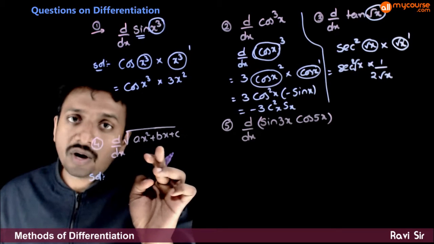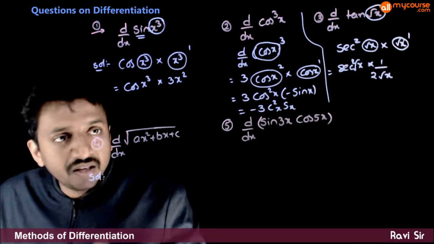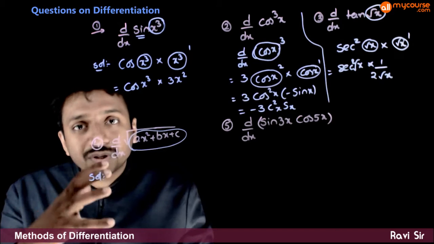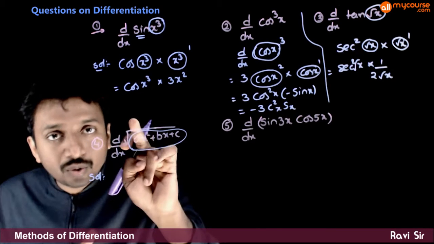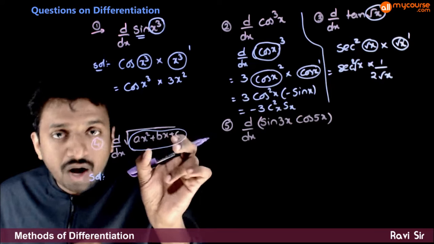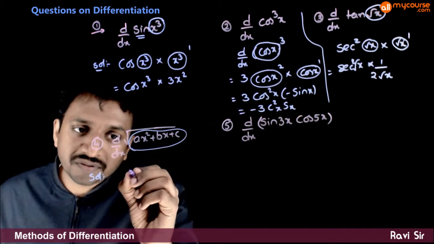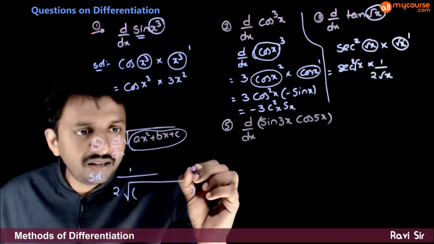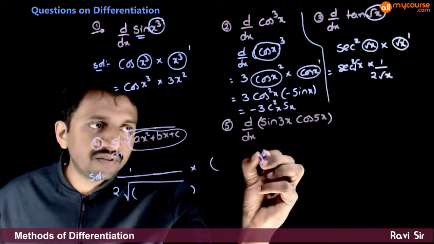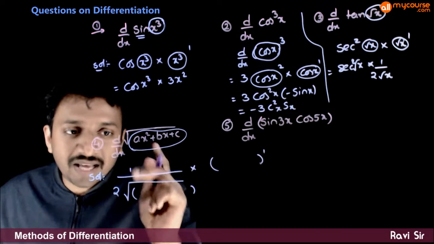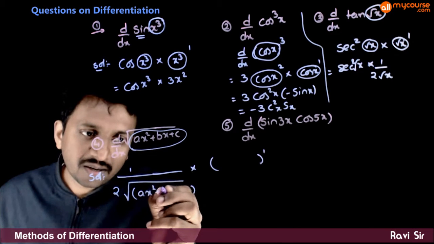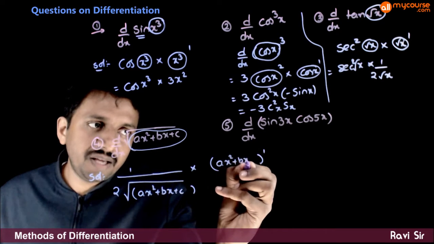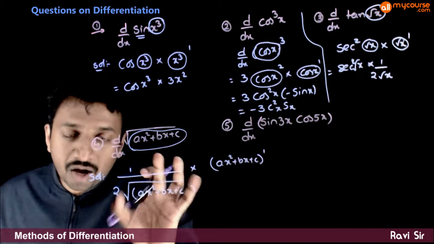d by dx of root of ax square plus bx plus c. Root of something. If you take this as something, you have to start from the outermost function to the innermost function. So root is the outermost function. Root of something. So what is the differentiation of root of something? 1 by 2 root something into the differentiation of this something. What is in the place of something? ax square plus bx plus c. Here also ax square plus bx plus c. So this is all by itself.